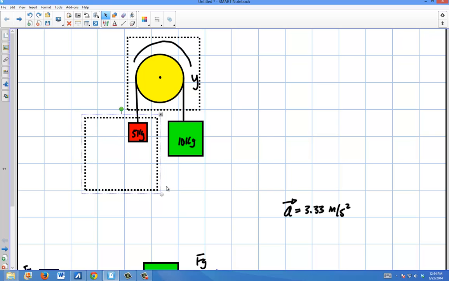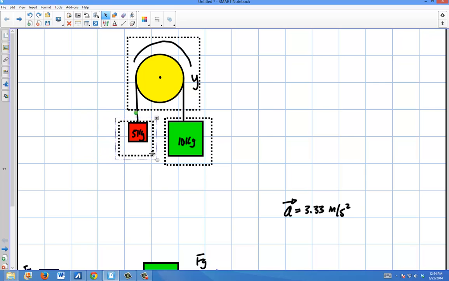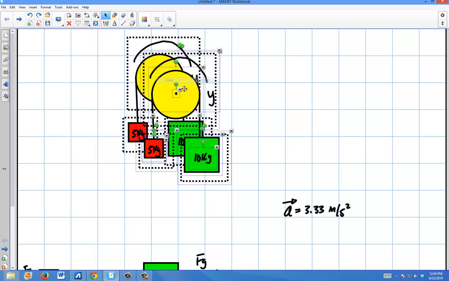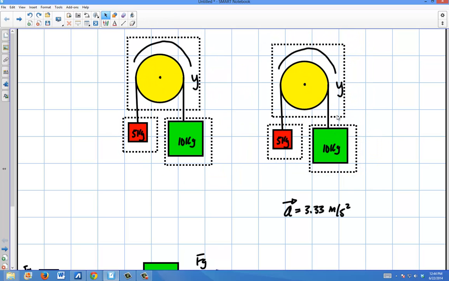So I'm going to cut this one here, let's just say, and I'll cut this one here, just so you can see the different ways that we can look at this, because I don't need to cut this to find the acceleration, but if I want to find the tension, I do. So if I exploded that out, what I would get is this. If I clone this over like this, I'm going to get this.